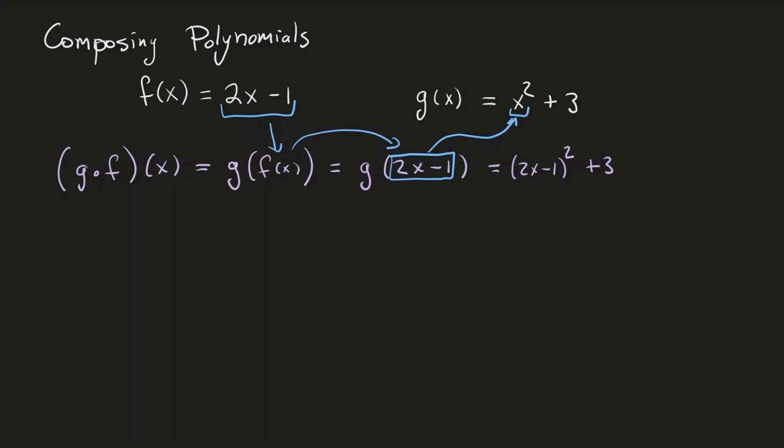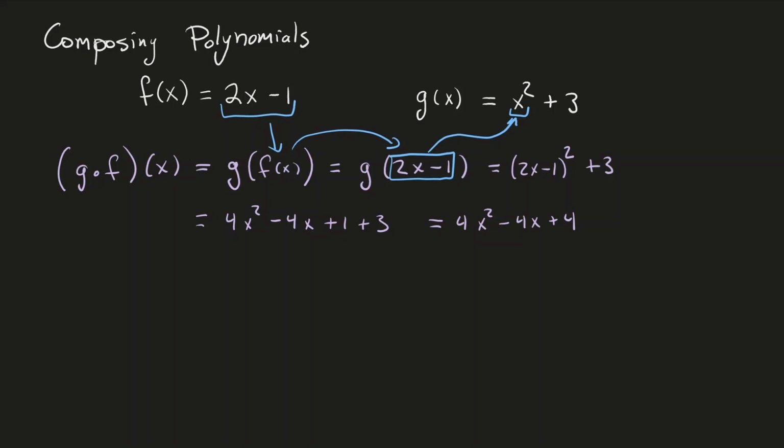So I literally replaced x by what I plugged into g. So the 2x minus 1 goes into the function g. And this is now a new functional expression for g of f of x. So g of f of x is equal to (2x minus 1) quantity squared plus an additional 3. Which, you might need to multiply this out. So this is equal to 4x squared minus 4x plus 1 plus 3, which is equal to 4x squared minus 4x plus 4. So not too bad.